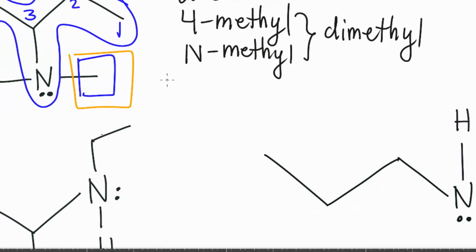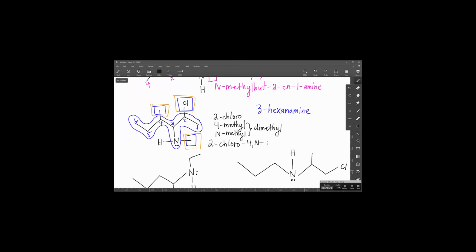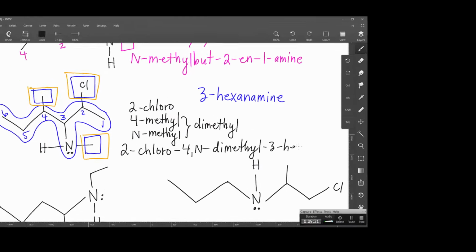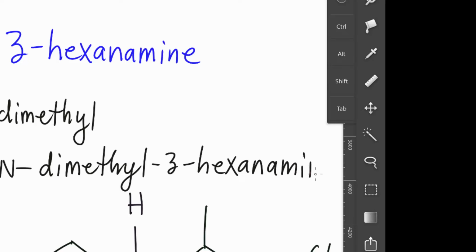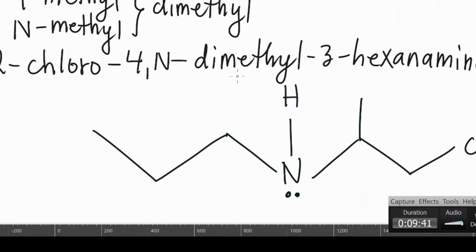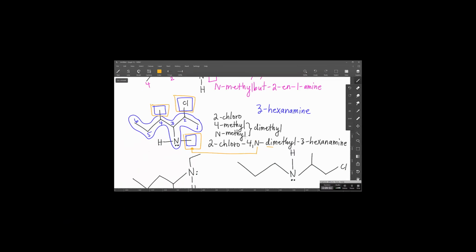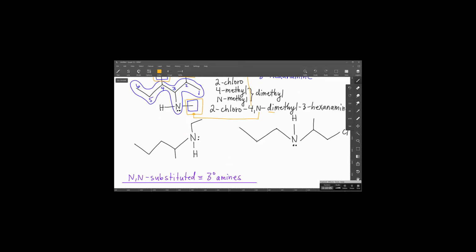So if I put this all in order, I have 2-chloro-4,N-dimethyl-3-hexanamine. Okay, so this dimethyl states that I have a methyl group on the N coming from here, and I have a methyl group on carbon 4. That's the 4,N-dimethyl portion. Remember, number first, then letter. Number first, then letter.